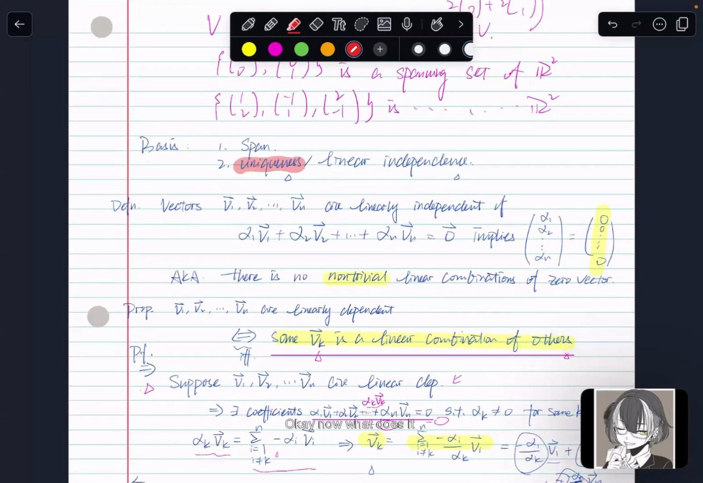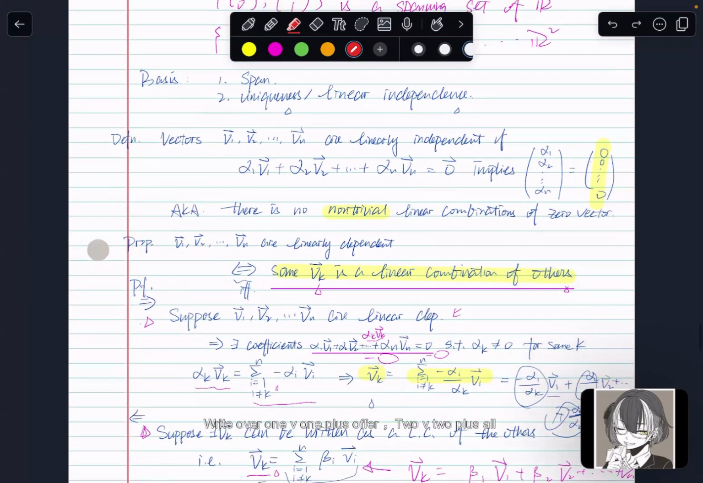Okay, now what does it mean by linearly independent? So given vectors v1 through vn, we call them linearly independent if we can write alpha 1 v1 plus alpha 2 v2 plus all the way to alpha n vn equals 0 implies each alpha i equals 0. And this should be the only way we can get this equation to be 0.